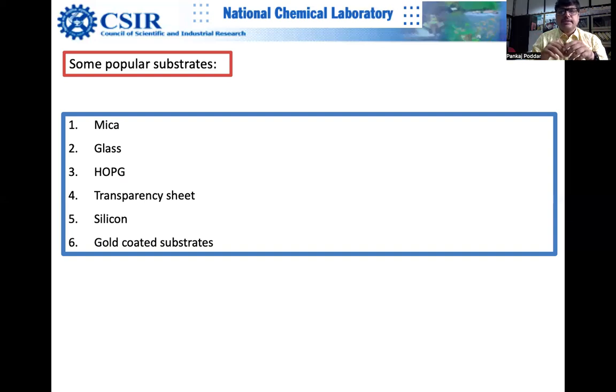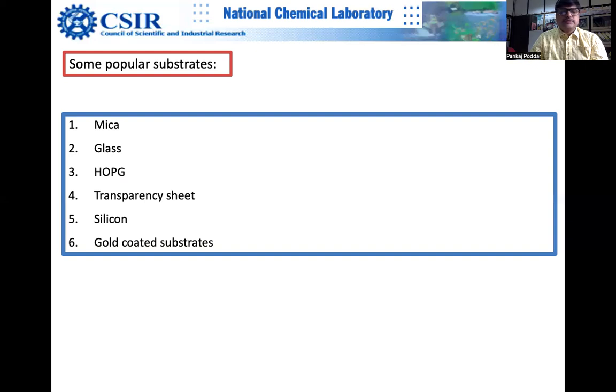It can just buckle actually, and then you may get some artifacts. But again, it is hydrophobic. So you have to check if it is suitable for your sample. You have to look at the suitability of the chemistry of your samples. If it is fine, it is also an option, and it is non-magnetic in nature. HOPG, all these substrates are non-magnetic in nature.